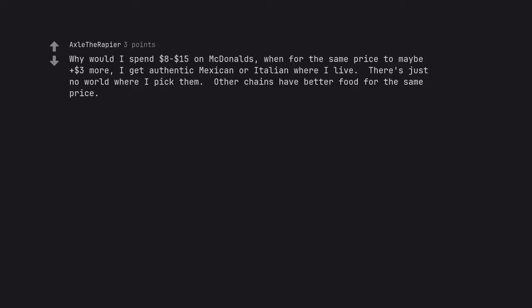Why would I spend $8 to $15 on McDonald's, when for the same price, or maybe three dollars more, I get authentic Mexican or Italian where I live? There's just no world where I pick them. Other chains have better food for the same price.